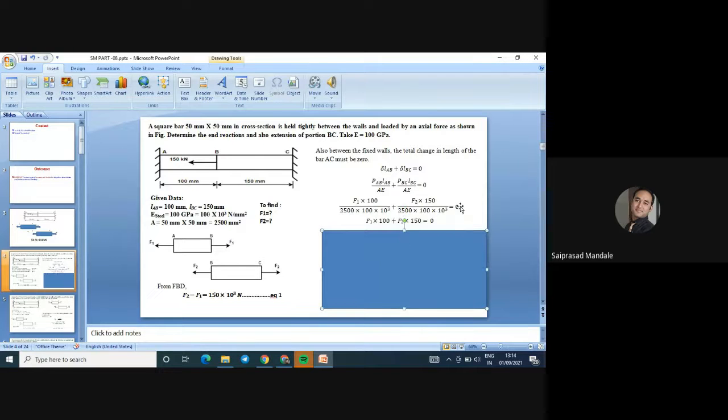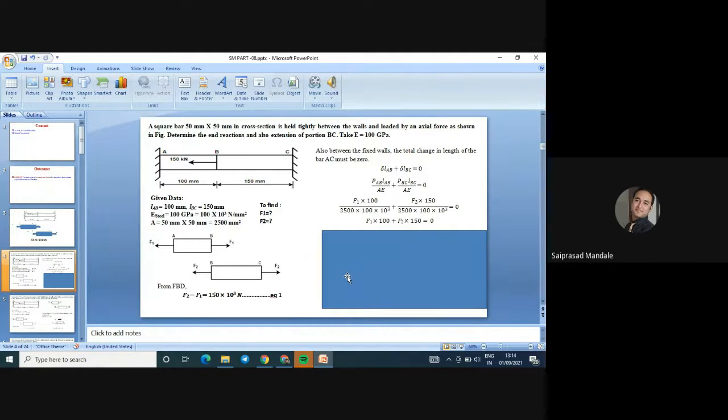So just rearrange the terms and tell me the relationship between F1 and F2. Please tell me the relationship between F1 and F2.